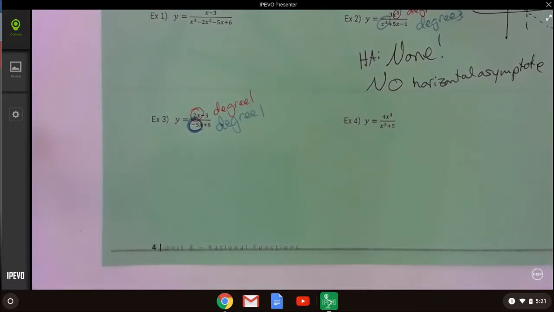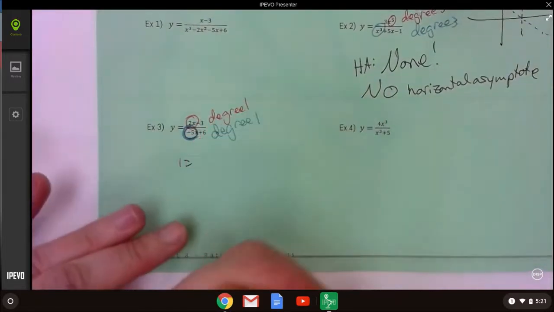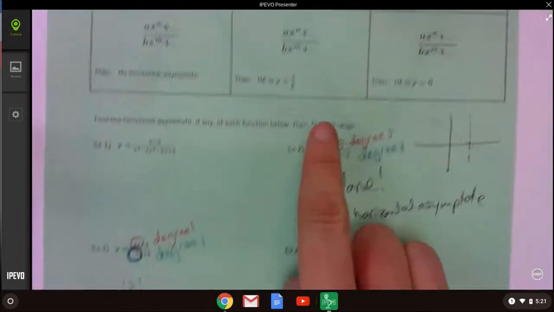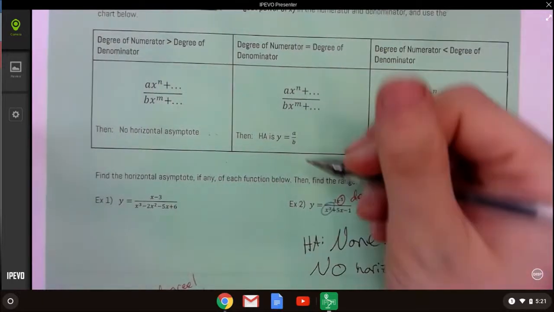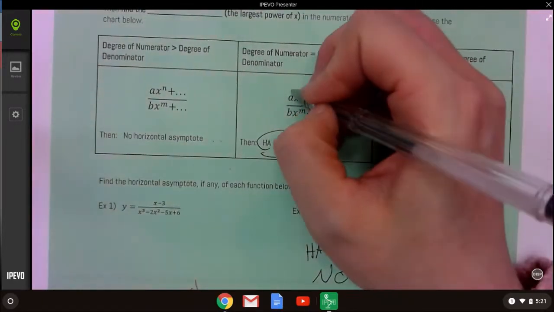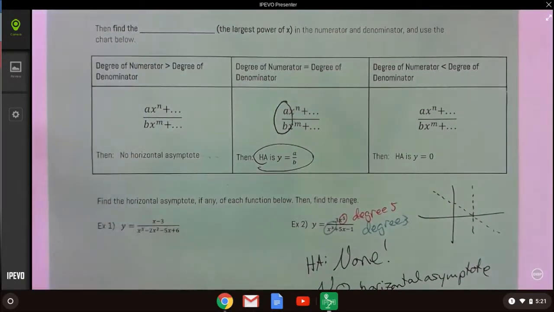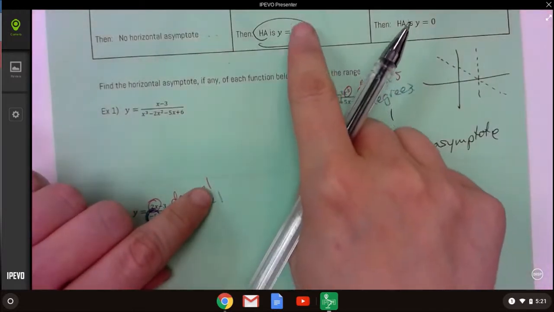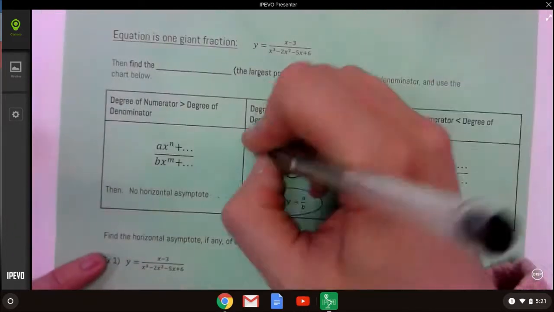So when you have 2 degrees equal, so degree 1 equals degree 1, you are now in the middle section of that chart. And here is where, if you're going to make a mistake, this is probably where you're going to make it, so don't make it. When you get your horizontal asymptote here, you are looking at the coefficients, not the powers. That's a mistake people always want to make. They want to take degree 1 and degree 1 and make a little fraction out of degree 1. And they always get horizontal asymptote is 1 over 1. It's not.